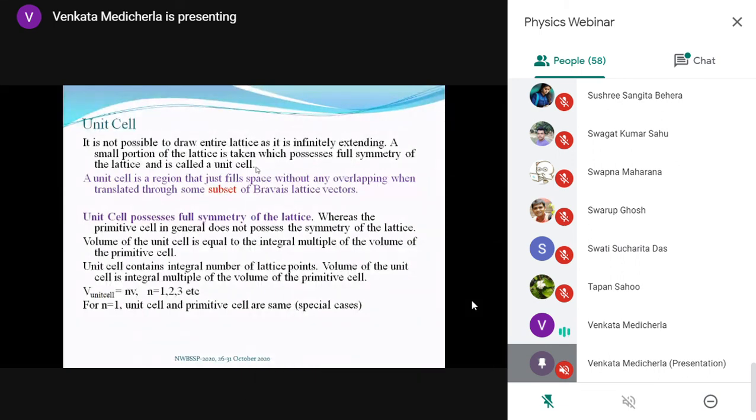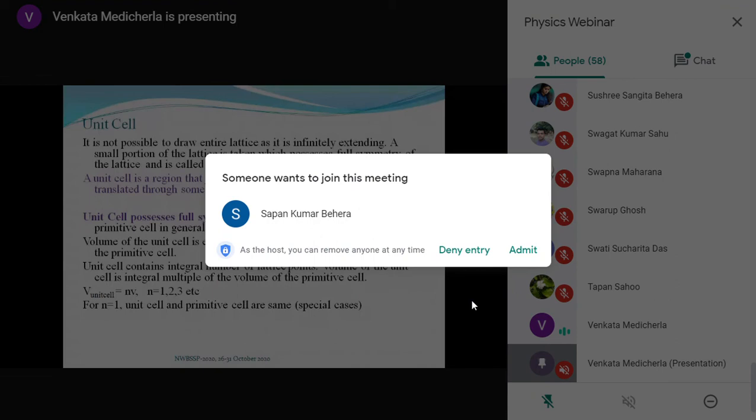This is a definition you can use. A unit cell is a region that just fills the space without any overlapping when translated through some subset of Bravais lattice vectors. That means we take a unit cell and try to translate it with Bravais lattice vectors. If we use all the Bravais lattice vectors, we may have a lot of overlaps, because the unit cell is slightly bigger, so you may span some points again and again. If you don't want that, you have to choose only a subset of Bravais lattice vectors and translate it to span the lattice. That is called a unit cell.